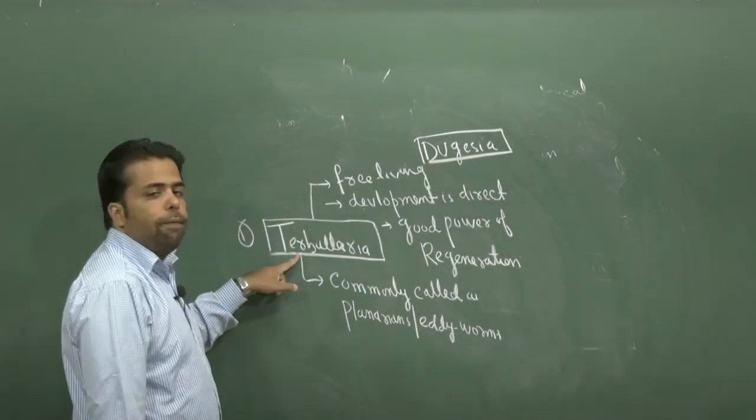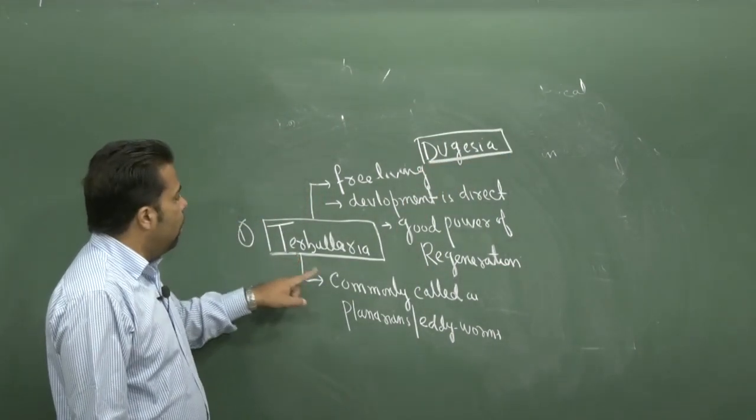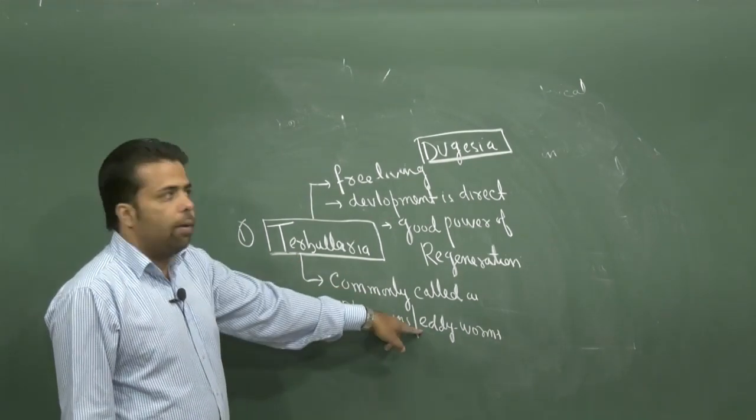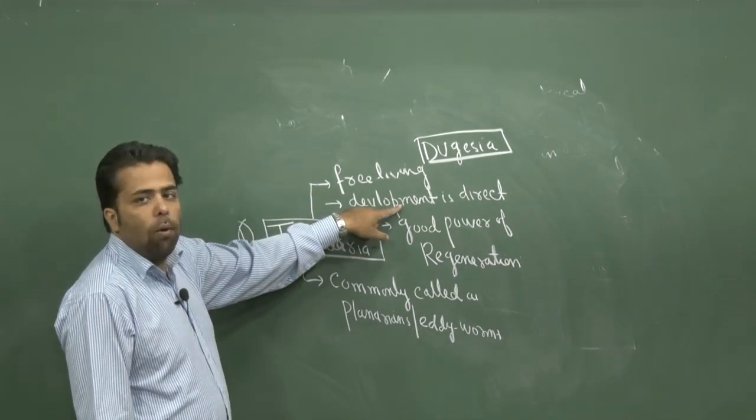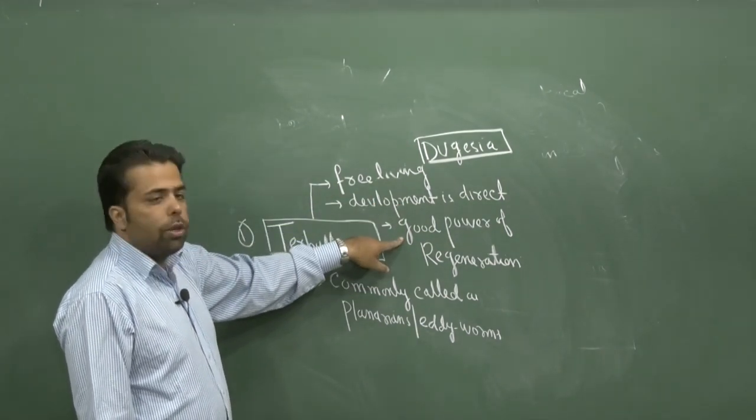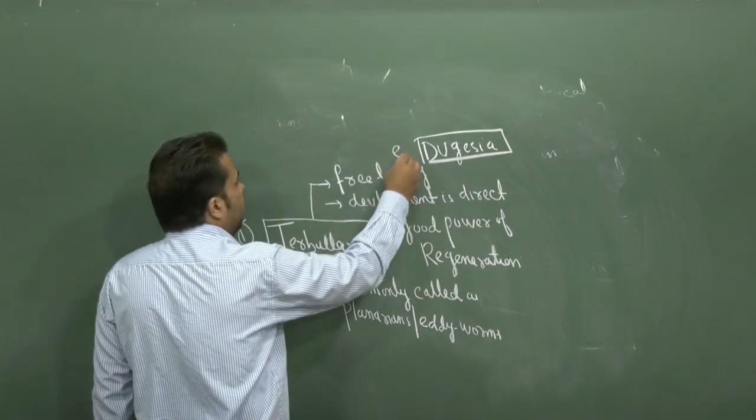So this is the first class of phylum Platyhelminthes, that is Turbellaria. They are commonly called planarians or eddyworms. They are usually free living. Their development is direct, that is, no larva is formed here. They have good power of regeneration. And the best example is Dugesia.